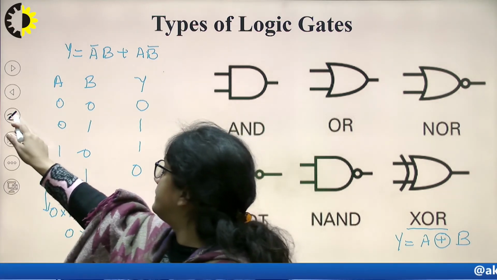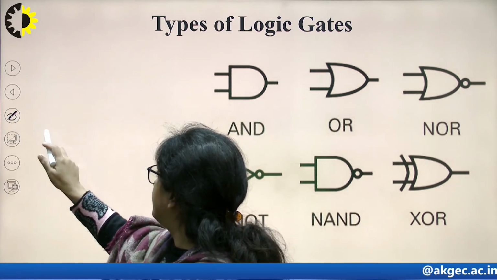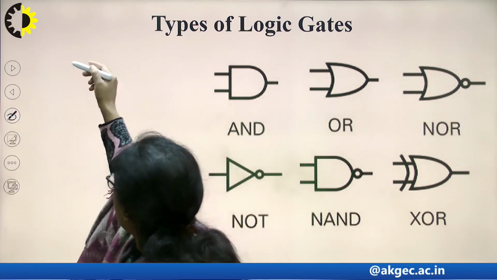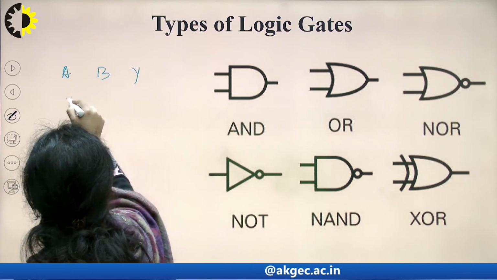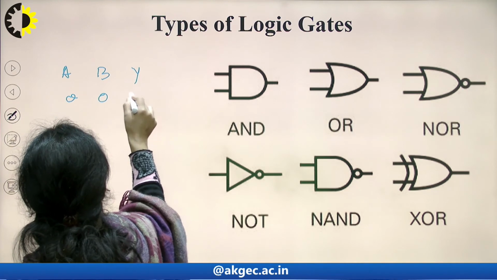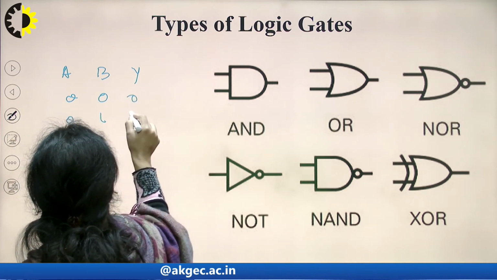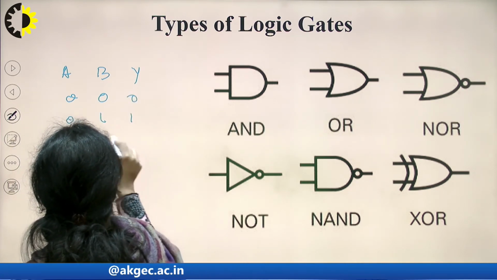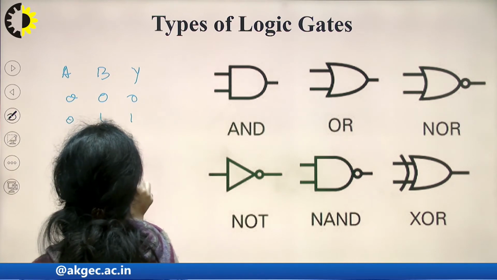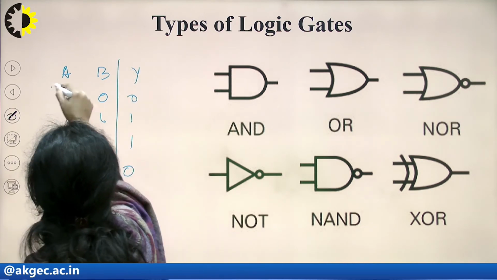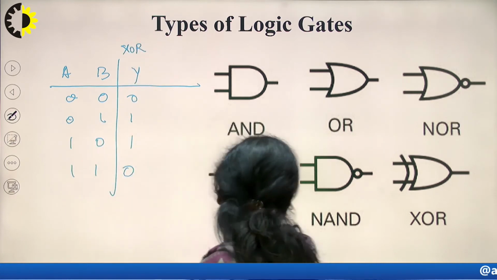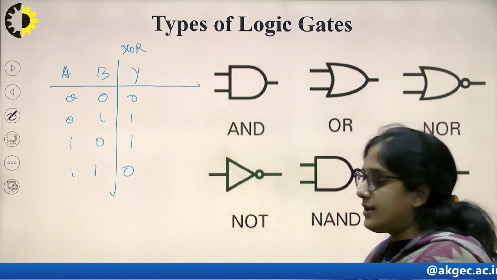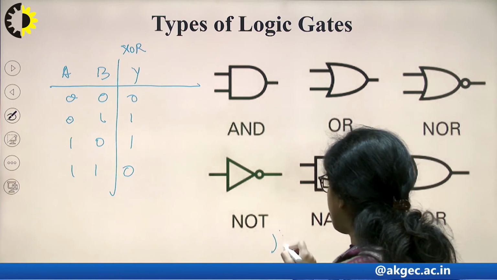Now, I'll just write the table: a, b, y. For 0 0, the output is 0, 0 1, the output is 1, 1 0, the output is 1, 1 1, the output is 0. This is XOR. Now, the next gate, the last gate, the 7th gate, that is XNOR.